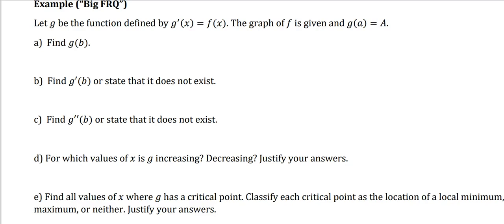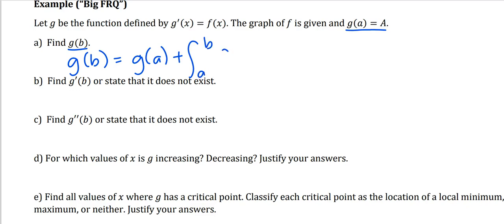So let's look at this. Let g be the function defined by g prime equals f, and let's assume the graph of f is given somewhere, and let's also assume that they've given us this point that g of a, of little a, is capital A. So let's say we want to find g of b. So again, you're looking for one function value given a different function value. So let's use FTC rearranged. So g of b is equal to g of a plus the integral from a to b of g prime, which is also known as f of x.